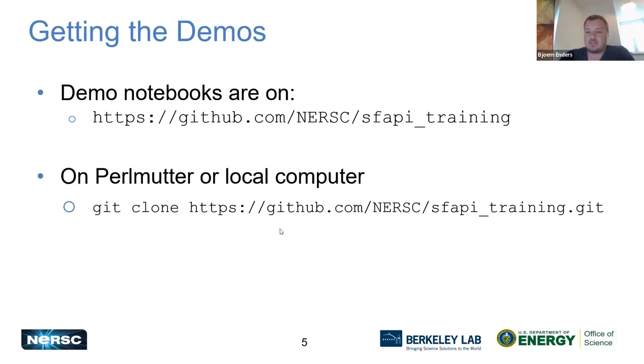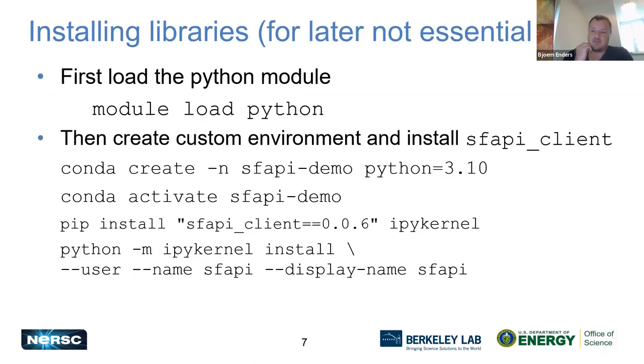So I think the first action here is that everyone tries to get a login node session on Perlmutter now with jupyter.nersc.gov, and tries to download the material. I will show you that live in a second. And if you finish with this and you're bored, you can also create a custom environment and install the libraries that you would need for the client library later.